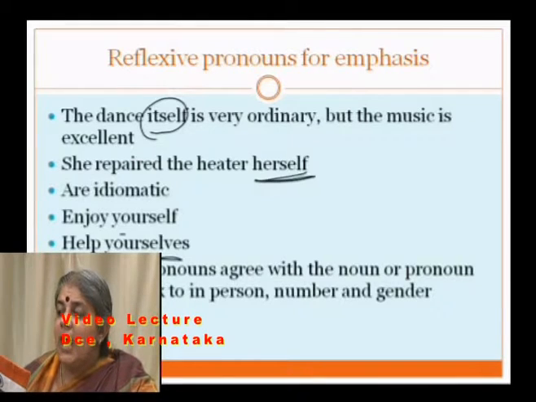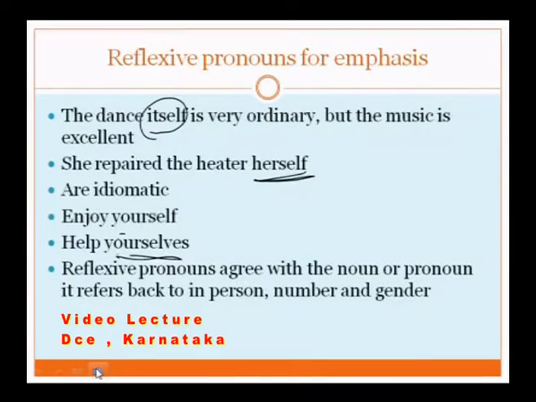Reflexive pronouns are used for emphasis. The dance itself is very ordinary, but the music is excellent. Here, it is used for what? Emphasizing how the dance was ordinary, but the music was good. Second, she repaired the heater herself. When I said she repaired the heater herself, I am giving emphasis for what? I am giving emphasis to the work she has executed.